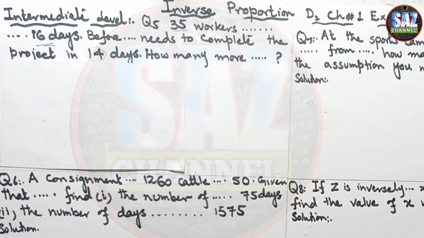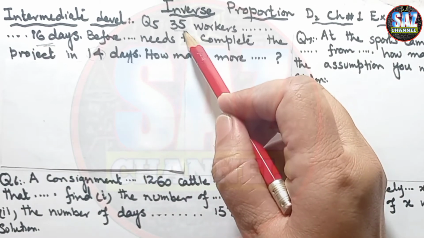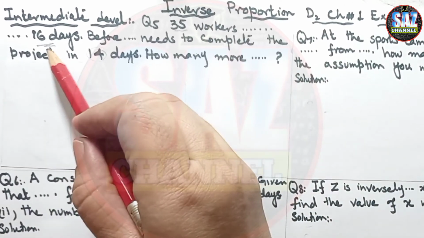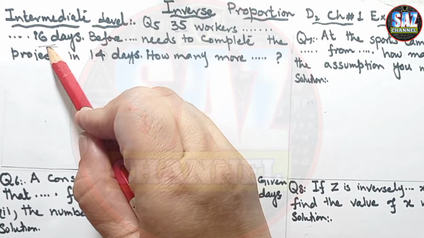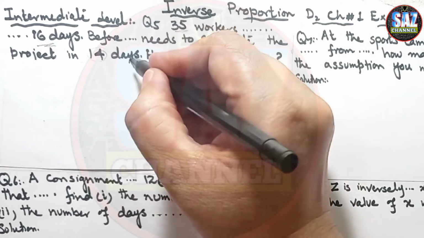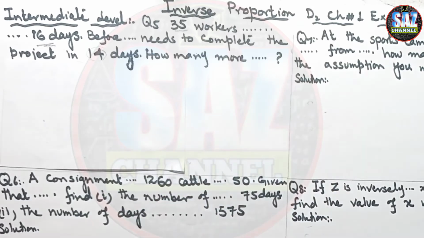If we look at the question carefully, initially 35 workers were hired and they were supposed to complete the work in 16 days, but now we have to complete the construction work 2 days before the actual time which was given to us. So as the days have decreased, he has to employ more workers to complete the job on time. So let's move to the solution of the question.